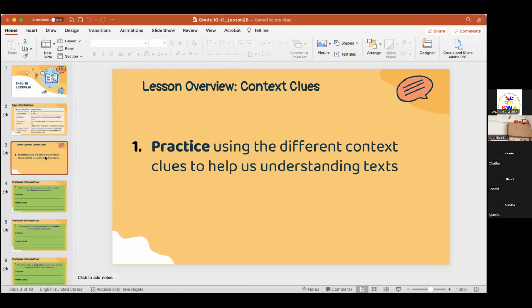During this exercise, I will need your help to tell me the meaning of the words in bold, and also to describe what type of context clue is being used. So just give it a shot. I know it can be a bit difficult for everyone, but just give it a try. I'll be here to guide you along.